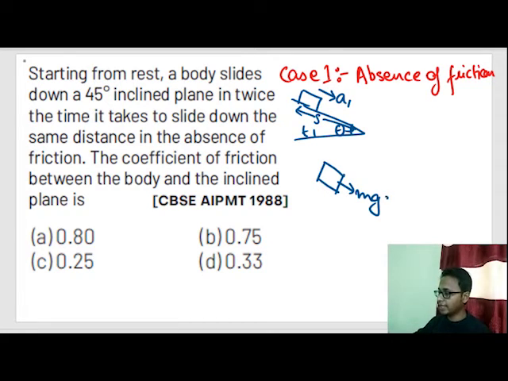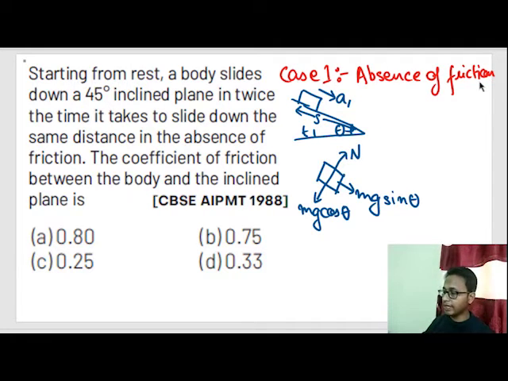mg sine theta, where theta is the angle of inclined plane. Out here mg cos theta. In this direction there is no force. Why? Because friction is not present, and out here there is normal reaction force.